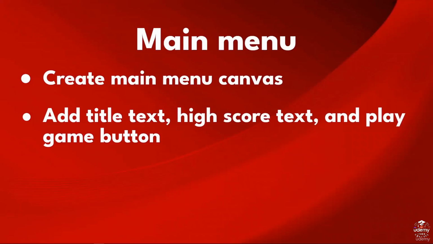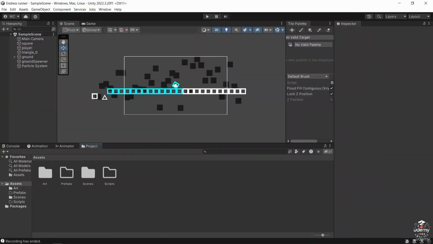All right, so in this section, we're gonna go ahead and create the main menu UI. So we're gonna start off creating a main menu canvas, then we're gonna add a title text, high score text, and play game button. Let's go ahead and jump right in. All right, let's go ahead and get started.